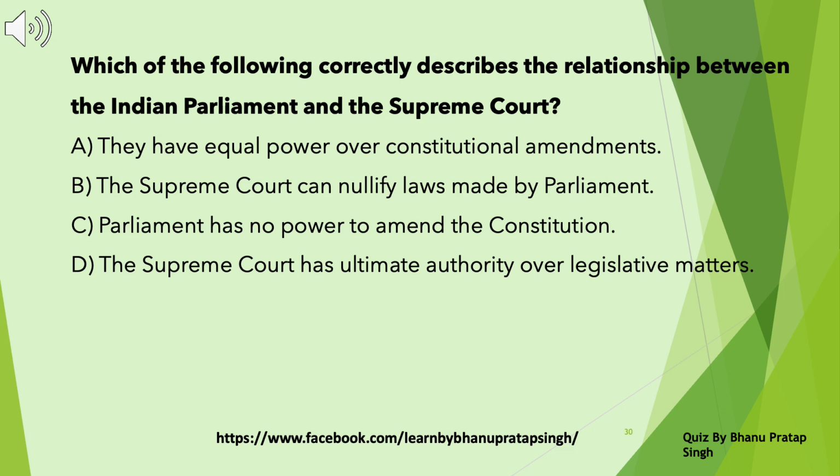Which of the following correctly describes the relationship between the Indian Parliament and the Supreme Court? A. They have equal power over constitutional amendments. B. The Supreme Court can nullify laws made by Parliament. C. Parliament has no power to amend the Constitution. D. The Supreme Court has ultimate authority over legislative matters. Choose the correct answer. Answer B. The Supreme Court can nullify laws made by Parliament.